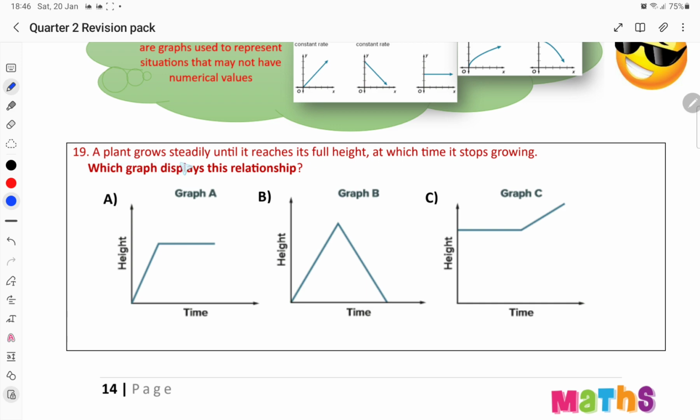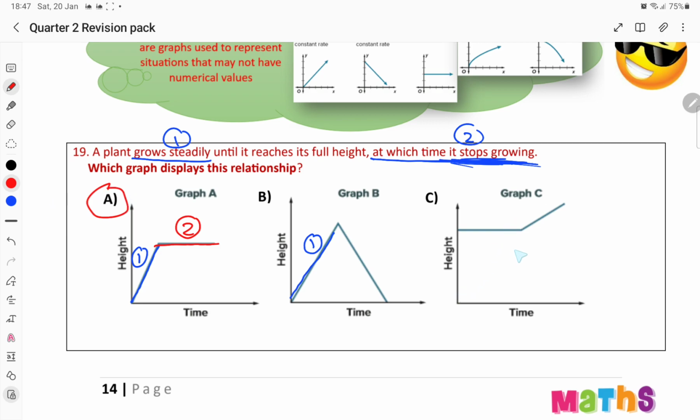A plant grows steadily until it reaches its full height, at which time it stops growing. Which graph displays this relationship? Actually, this one here is growing, so this is number 1, and this one also is growing. Very good. But which graph represents the stop of growing? I believe it is graph A, because here it stops, look, it's constant. So the correct answer is A.